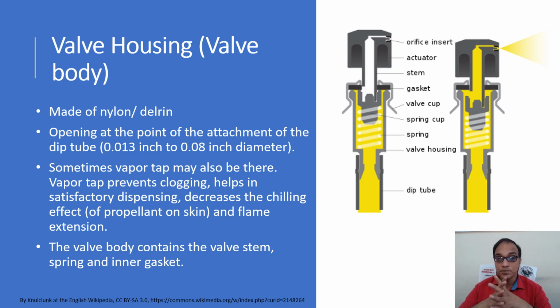Sometimes vapor tap may also be there. What is vapor tap? Vapor tap is a provision for preventing the clogging, and it helps in satisfactory dispensing, and it decreases the chilling effect of propellant on skin and prevents the flame extension. So the valve body contains the valve stem, spring and inner gasket. So the entire valve housing is called valve body, in which you will have valve stem, spring and inner gasket. Okay.